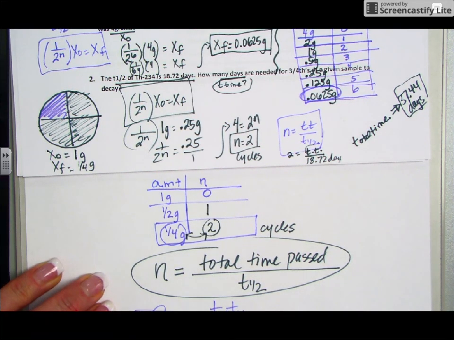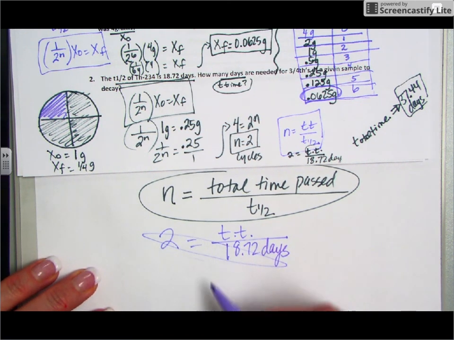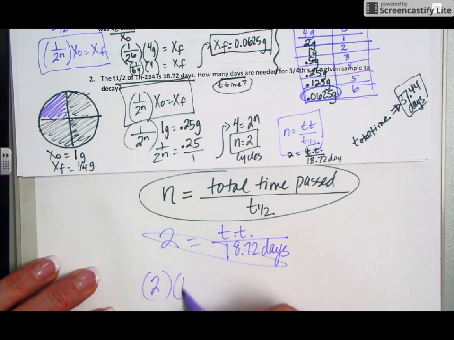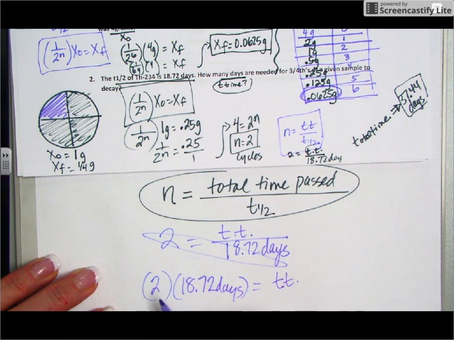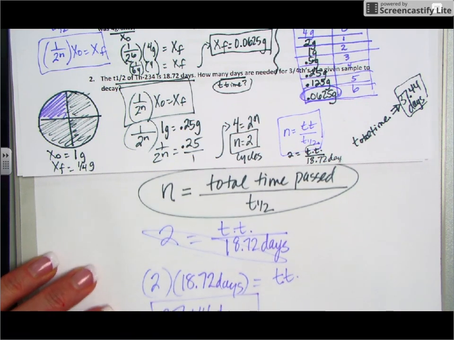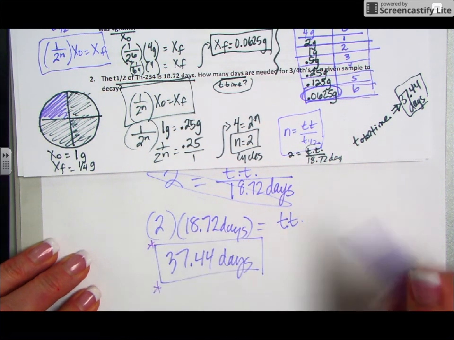So we're going to cross multiply here. So you have 2 times 18.72 days equals the total time. And that's again going to give us 37.44 days. So a lot of students prefer the chart method, especially on one like this. And if that way it's easier for you, then for all intents and purposes, that's fine. Okay, that's it.